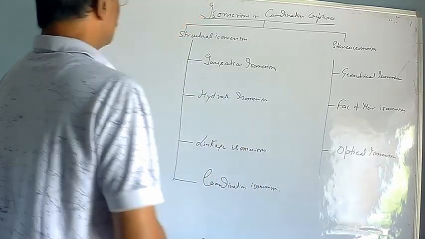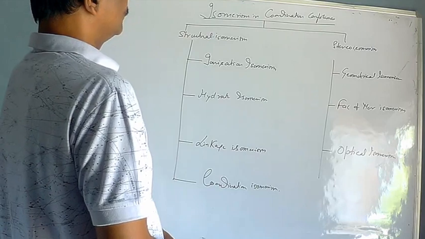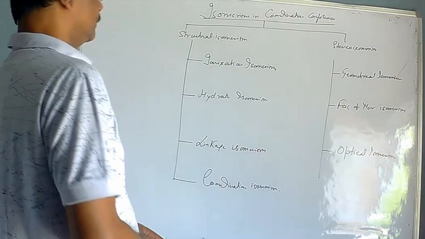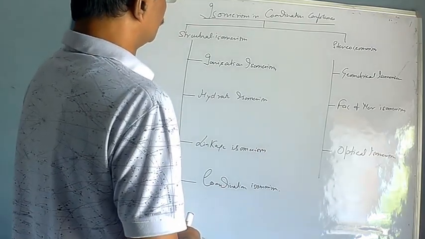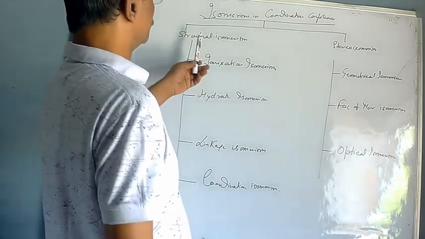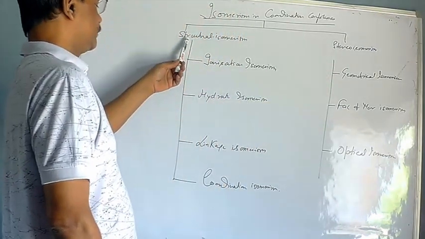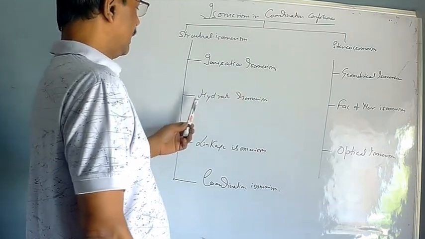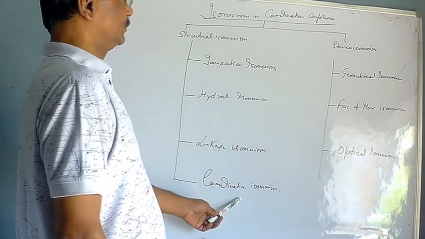Class. Coming to our next topic, that is isomerism in coordination complexes. Class, you have been studying isomerism in organic compounds, but there is isomerism in coordination complexes also. As in organic chemistry, there were two types of isomerism, structural and stereo. Similarly, coordination also shows two types of isomerism, structural isomerism and stereoisomerism. Structural isomerism has been divided into four subtypes: ionization isomerism, hydrate isomerism, linkage isomerism, coordination isomerism.